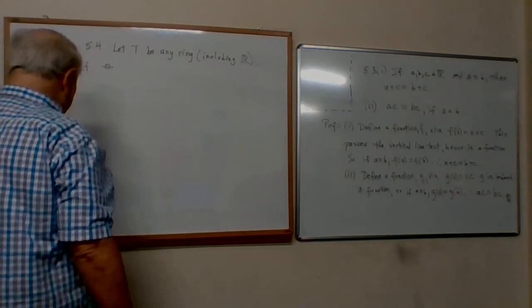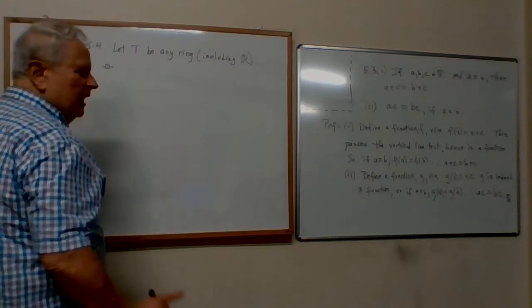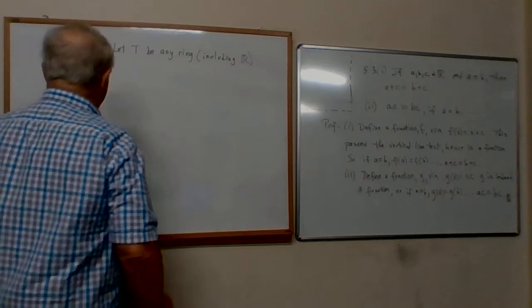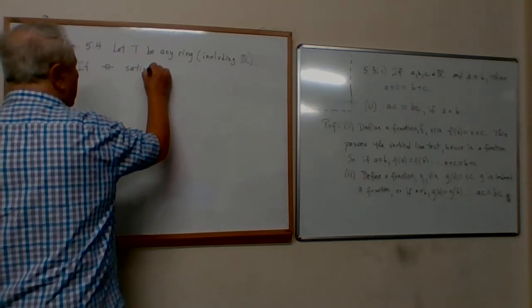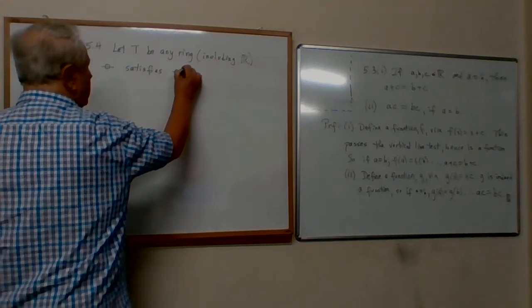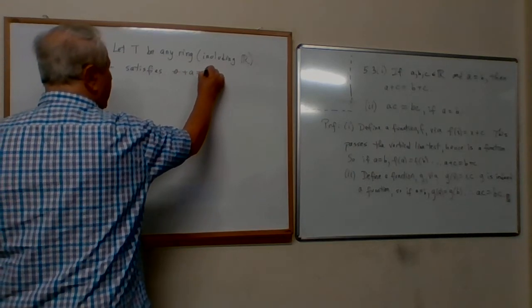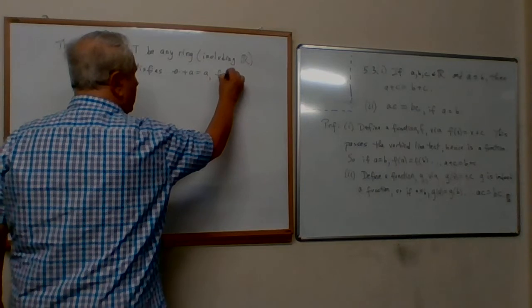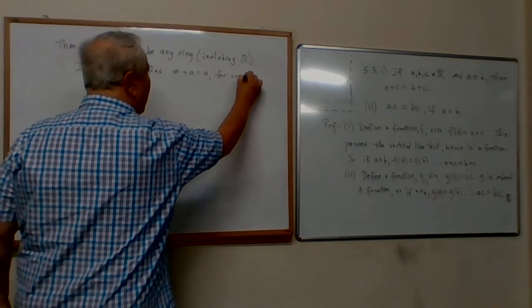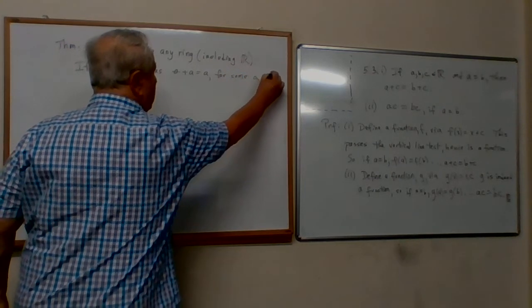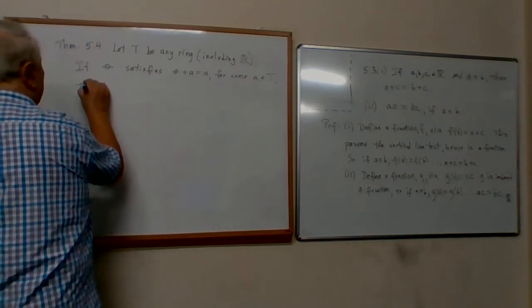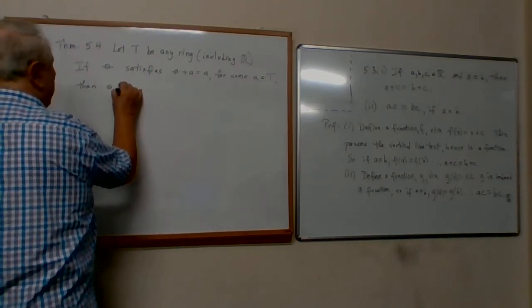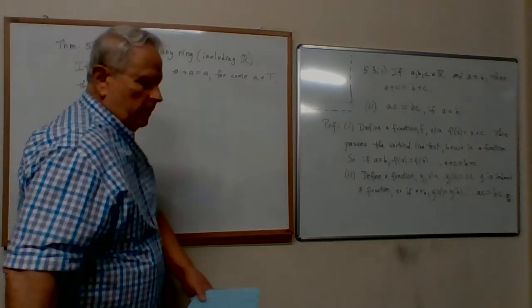Let's say the theta acts like 0. If theta satisfies theta plus A equals A for some A, any A, then theta equals 0. We're going to prove that.